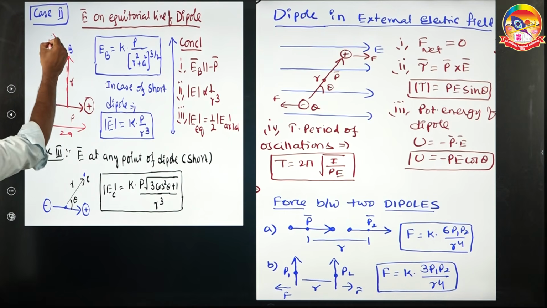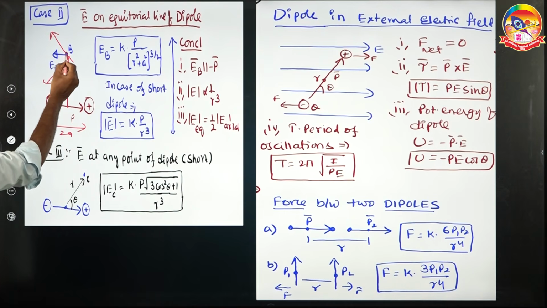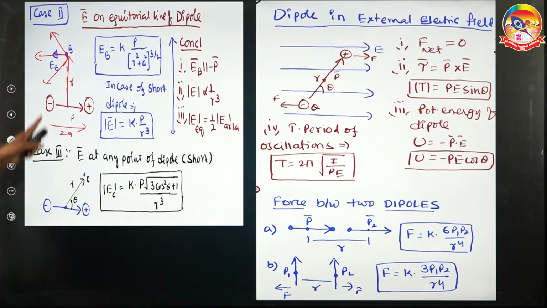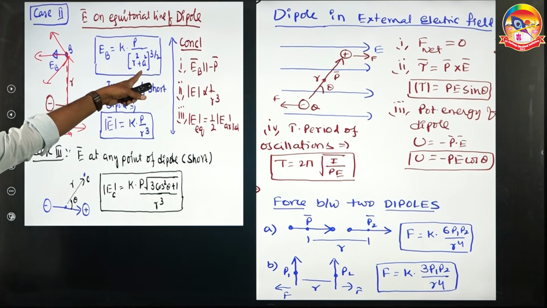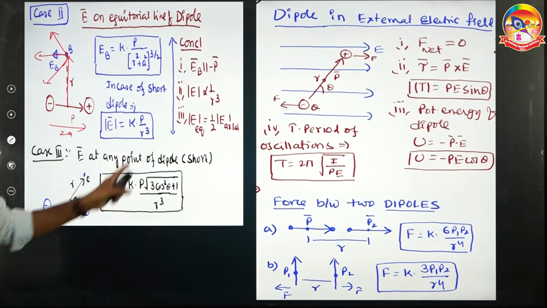Due to the positive charge, the field is away, and due to the negative charge, it is towards this side, so the net field will be like this. The net electric field here is to be found. For a short dipole, again A is taken as 0, and it is Kp by R cube.